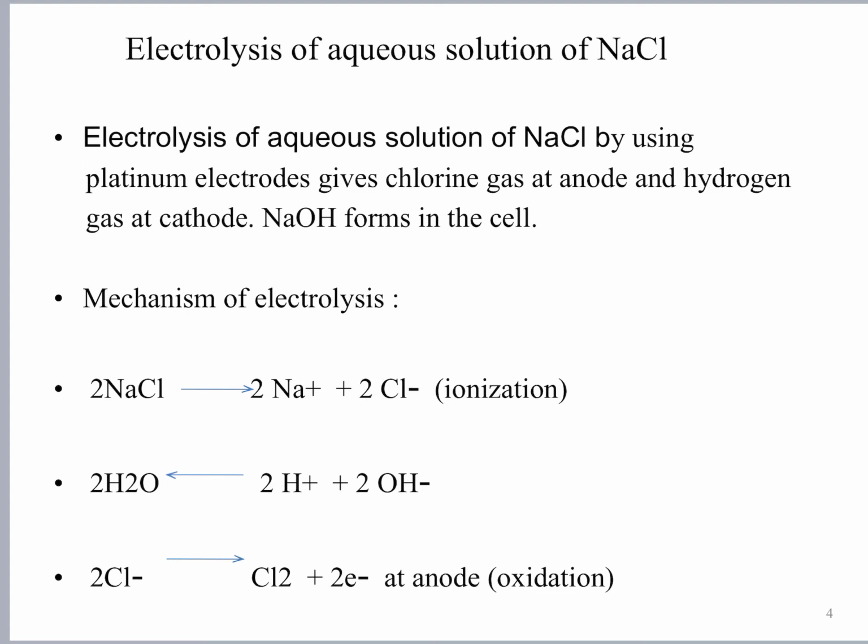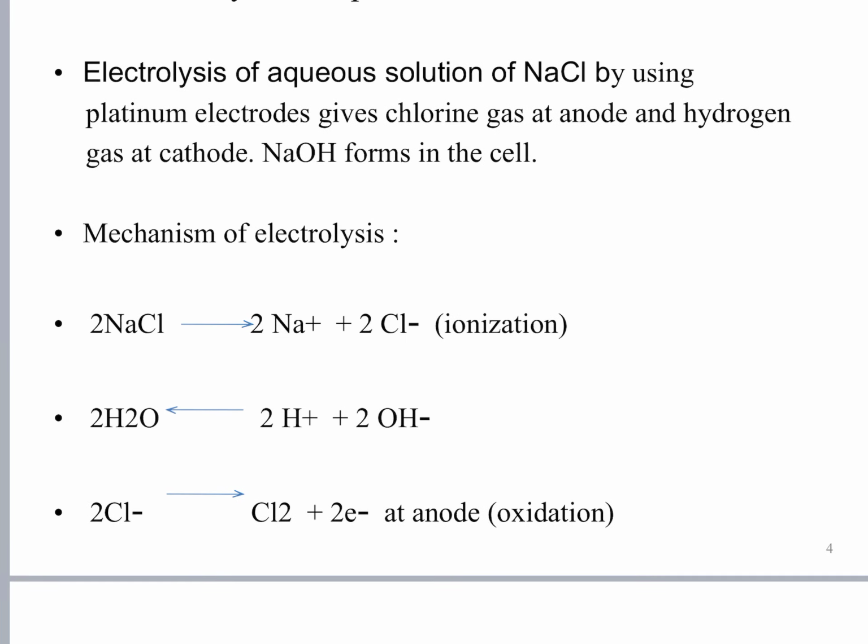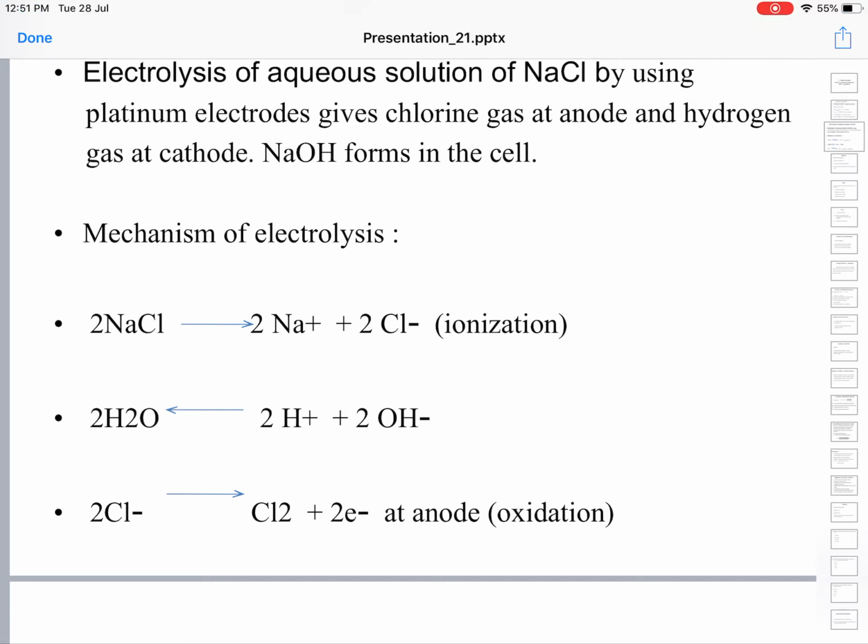Electrolysis of aqueous solution of sodium chloride using platinum electrodes gives chlorine gas at the anode and hydrogen gas at the cathode. NaOH is formed in the cell. Here sodium chloride dissociates into Na plus and Cl minus ions. 2 NaCl gives 2 Na plus and 2 Cl minus ions. This we call ionization, the same as we discussed in the electrolysis of fused sodium chloride.